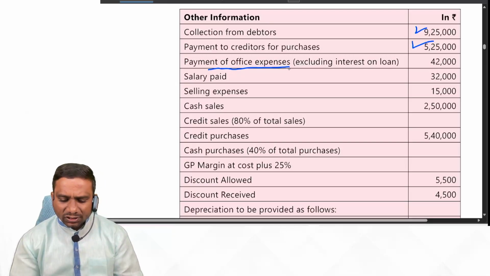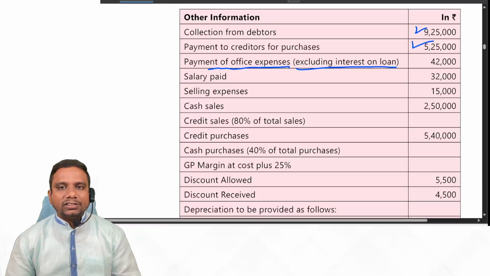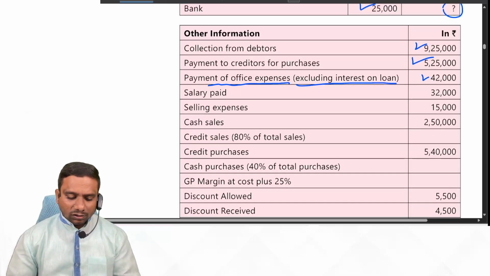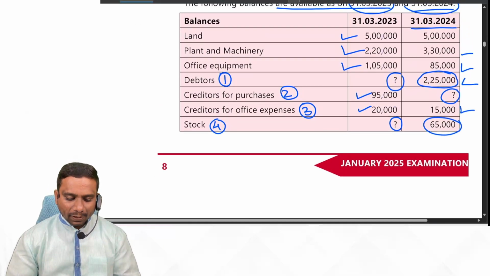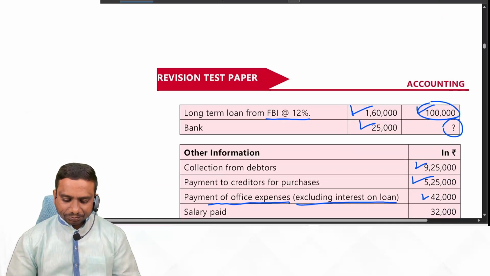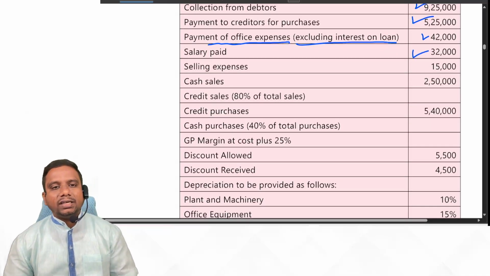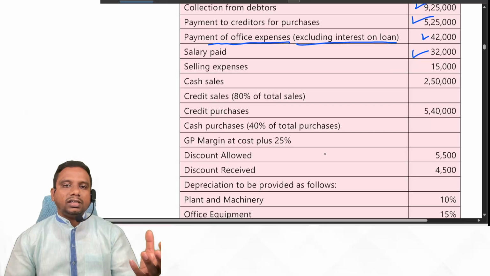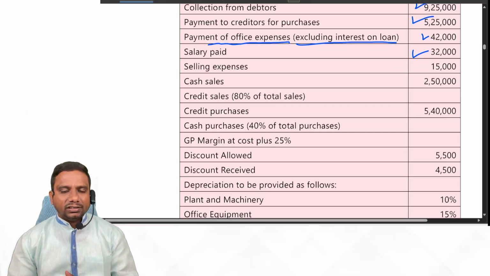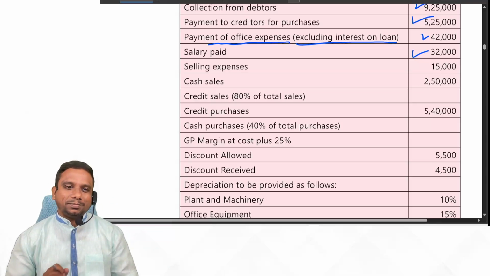Next, payment of office expenses excluding interest on loan, 40,000. Already we have prepared one account, creditor for office expenses. In this account we post that. Okay, next salary paid. What is the entry we record? Salary account debit to bank account. So bank account credit. Salary is an expense, so again shown on the debit side of the general account.